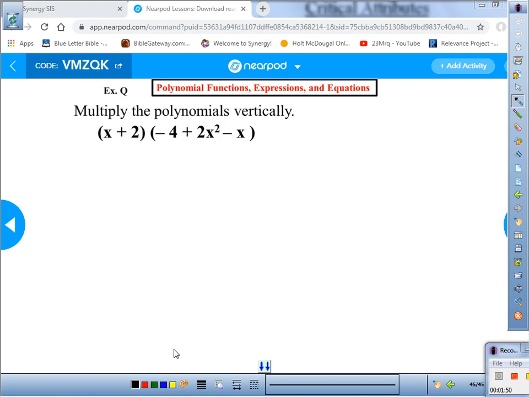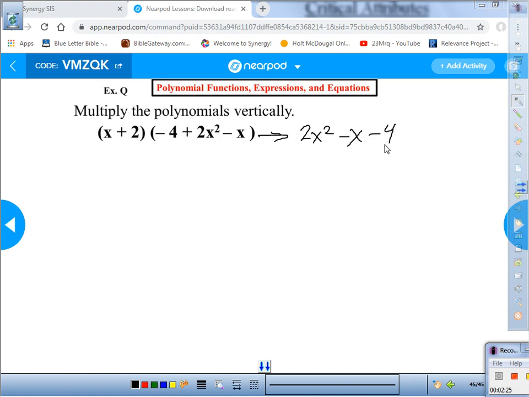Ready? Here it goes. It says, multiply the polynomials vertically. Step 1, when multiplying or doing anything with polynomials, arrange them in standard form. What does that mean? From highest to lowest degree. Look at the first polynomial. It's already from highest to lowest. How about this one? No. I need to rewrite this. So the first one would be 2x squared, and then negative x, and lastly, negative 4.